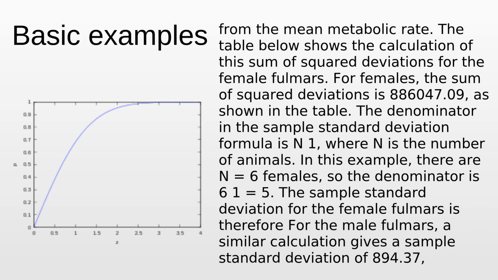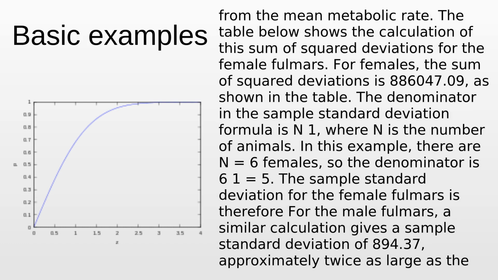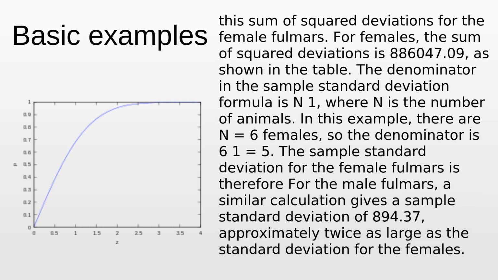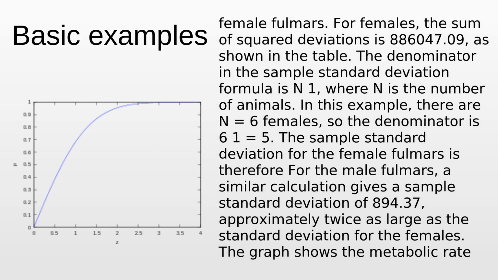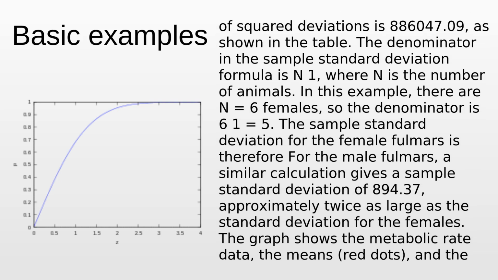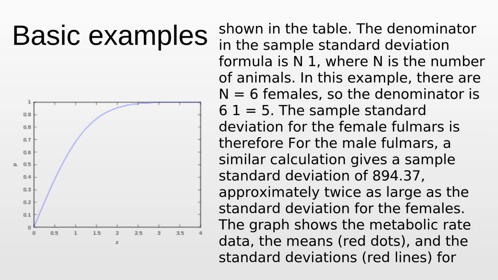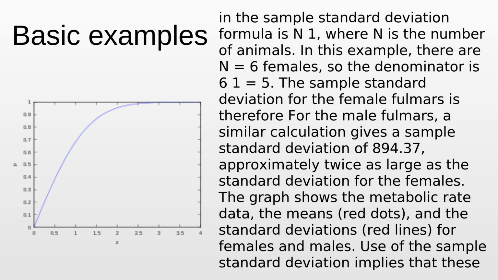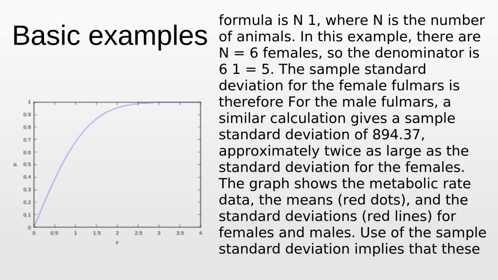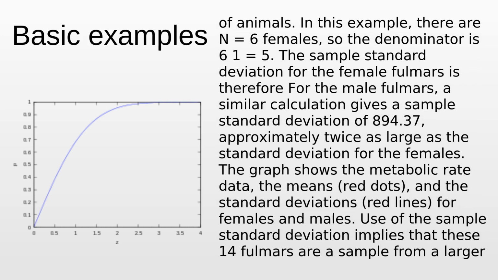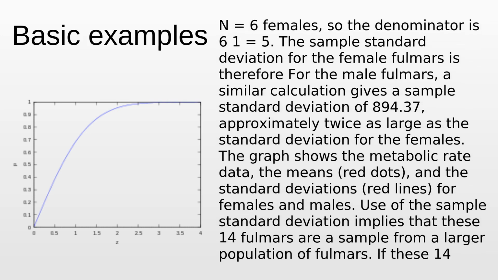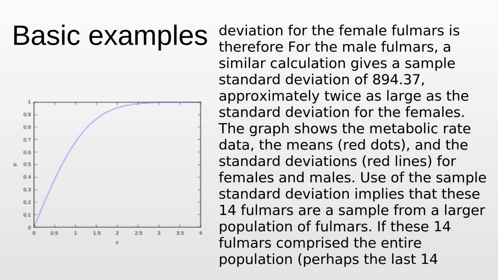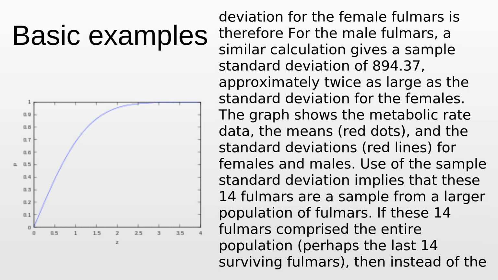The table below shows the calculation of this sum of squared deviations for the female fulmars. For females, the sum of squared deviations is 886,047.09. As shown in the table, the denominator in the sample standard deviation formula is N − 1, where N is the number of animals. In this example, there are N equals 6 females, so the denominator is 6 − 1 equals 5. The sample standard deviation for the female fulmars is therefore, for the male fulmars.